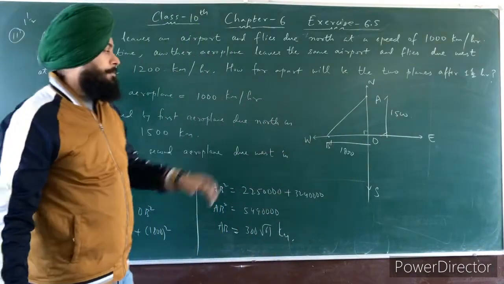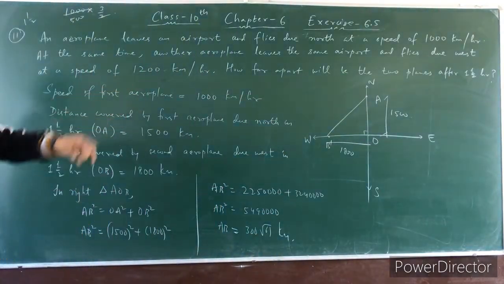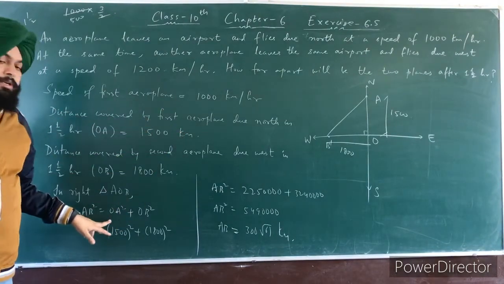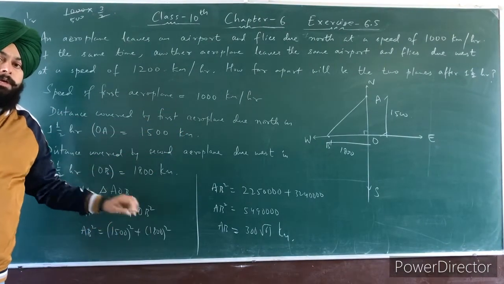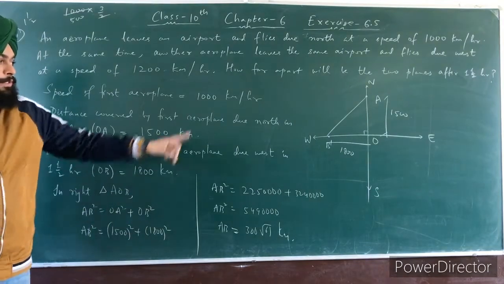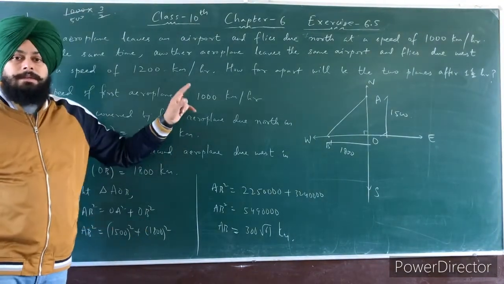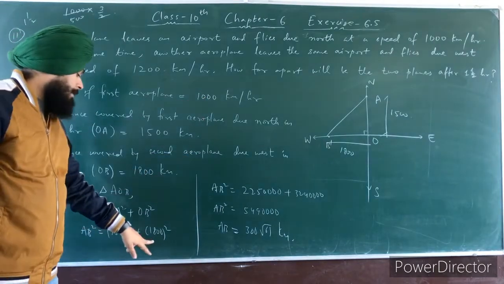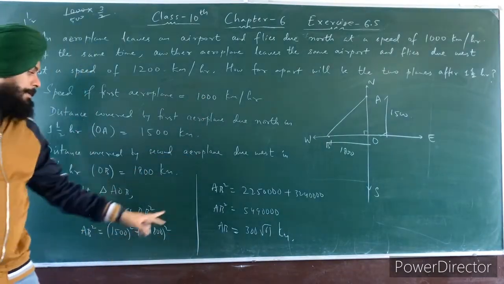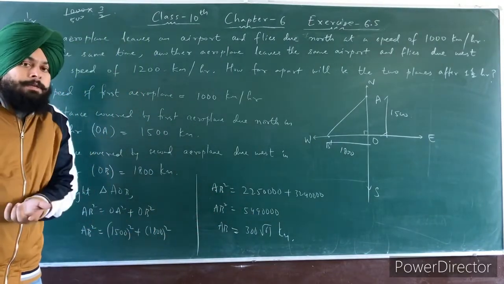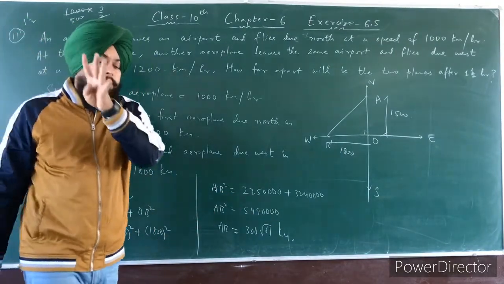So you have to apply the Pythagoras property. The name of triangle is triangle AOB. Hypotenuse AB square is equal to OA square plus OB square. The length of OA is how much? 1500. So 1500 square plus length of OB is 1800, so it is 1800 square. Now 15 square is how much? 225. And there are 2 zeros. So when we square it, it becomes 4 times.